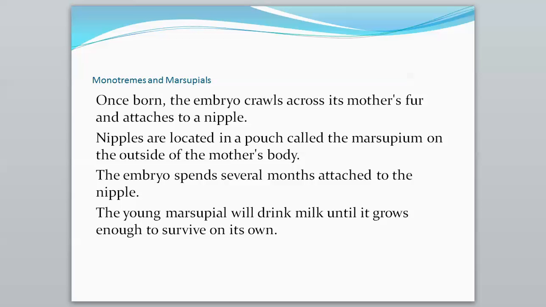They attach to the nipple, and the nipples are located in a pouch, which is called the marsupium, on the outside of the mother's body. The embryo will spend several months attached to this nipple. Even though they're born live, they spend several months of their lives just attached, drinking the milk from their mother. The young marsupial will drink milk until it grows enough to survive on its own. Then it can come out of the pouch, though for part of its young life it will stay inside the pouch. Some examples of marsupials would be a kangaroo and a koala, and we actually have one marsupial that lives in the United States, and that is the possum. That's the only marsupial that we have.